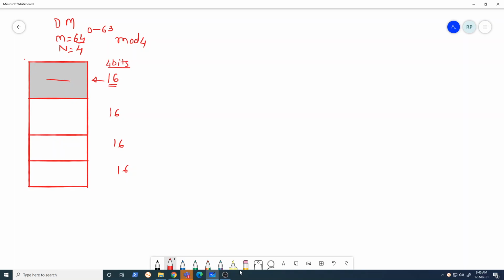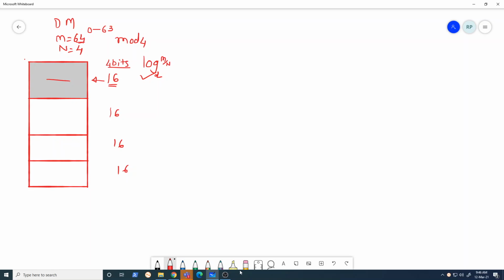Directly, I can write the formula as log of m by n, which is 2 here. But you should derive this equation and understand why. So this is the answer: 4 tag bits are required.